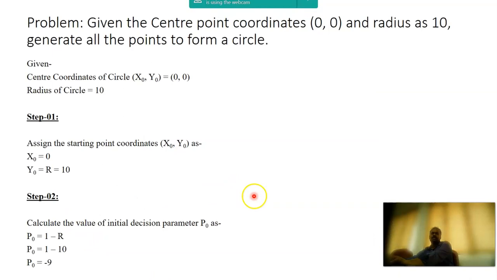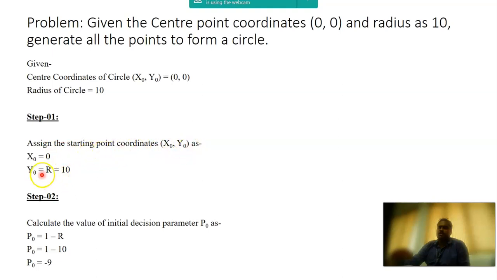So how is this working? With an example problem, we can see that the given center coordinate point is 0, 0, and the radius value is 10. We have to find the first octant in the circle. So initially the center point is given as 0, 0, and the radius of the circle is 10.